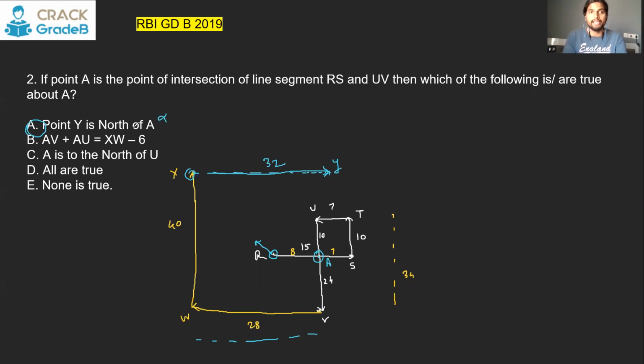So no. AV plus AU, that means this much distance, is XW. XW is 40 minus 6. Yes, because this is 34. AV plus AU is 34, which is 40 minus 6. So this is correct. That means option number B is going to be the answer. Let's see one more.